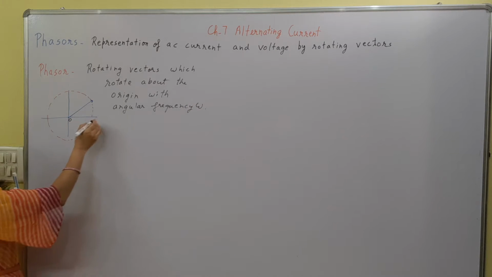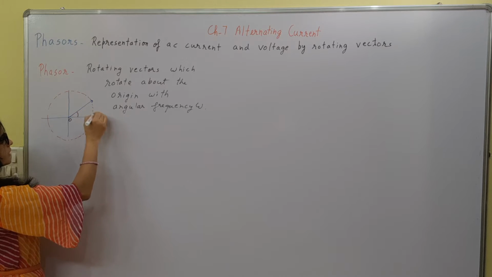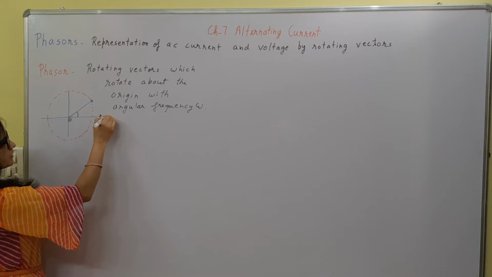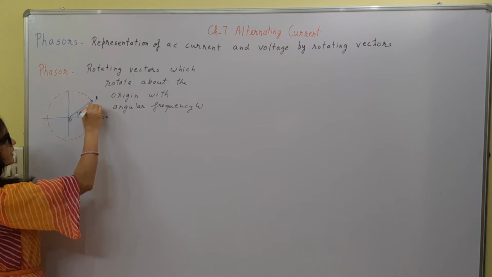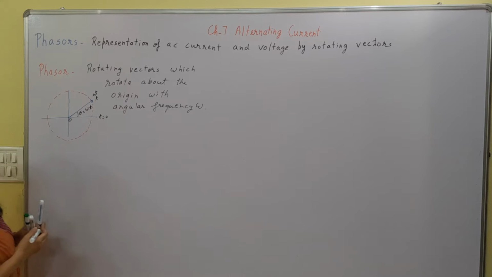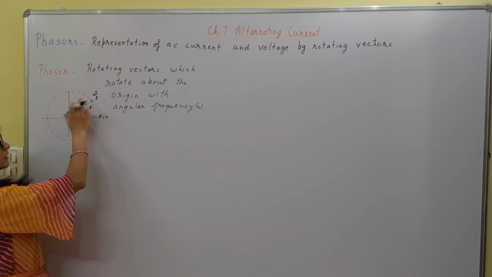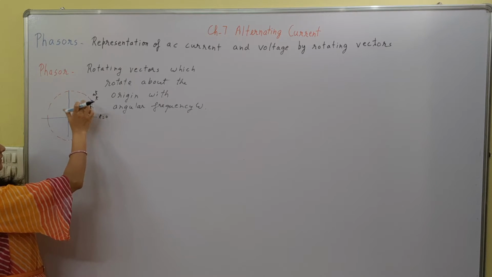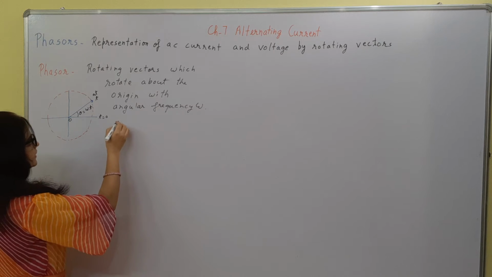Right? So it's moving with angular frequency omega. So then if this is the time elapsed, then this angle will be omega t, right? Now the magnitude of this rotating vector gives the maximum value or the peak value of the quantity.